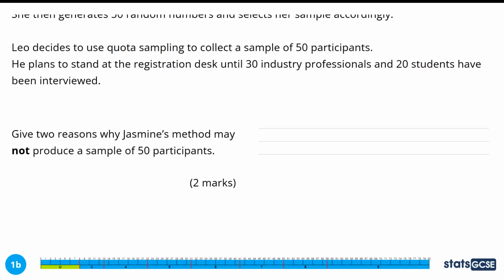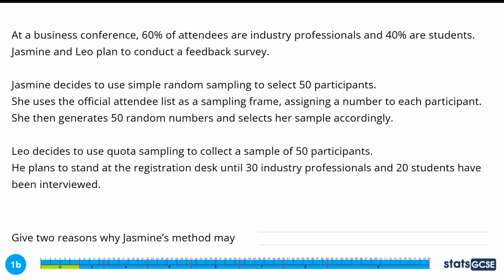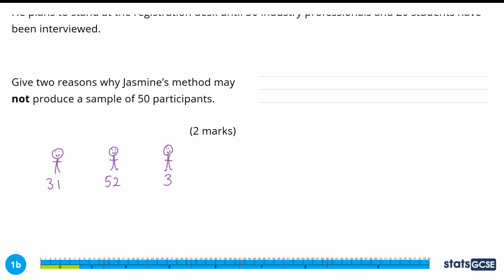Give 2 reasons why Jasmine's method may not produce a sample of 50 participants. Let's start by looking at Jasmine's method. She's going to assign a number to each participant and then generate 50 random numbers. So let's visualize this. Say we've got 3 people and the first one's got the number 31, then 52, and then the last one's got the number 3. We use our random number generator and we come up with 3. And so we've picked that first person.